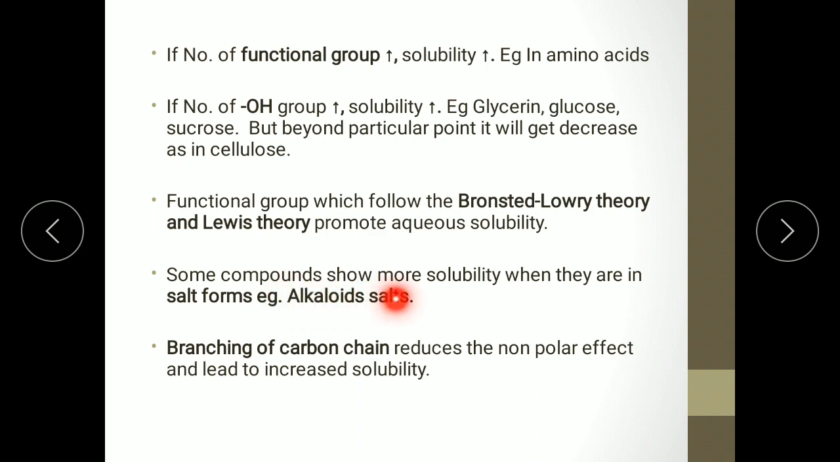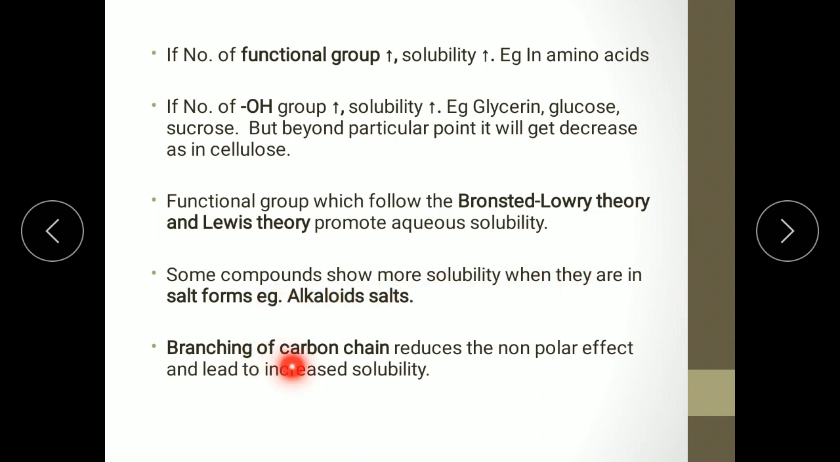Some compounds show more solubility when they are in salt forms, like alkaloid salts. Now alkaloid is a plant constituent. It is a nitrogenous base. Actually it is soluble in organic solvent, but if it is in salt form, its aqueous solubility increases. So some compounds show more solubility when they are in salt forms.